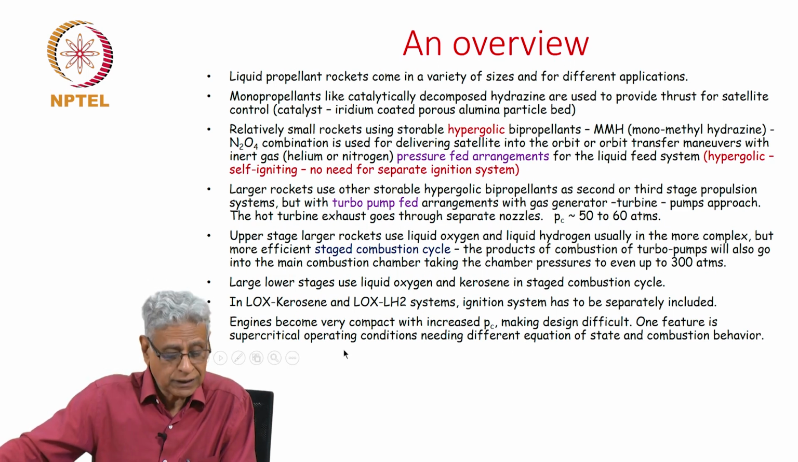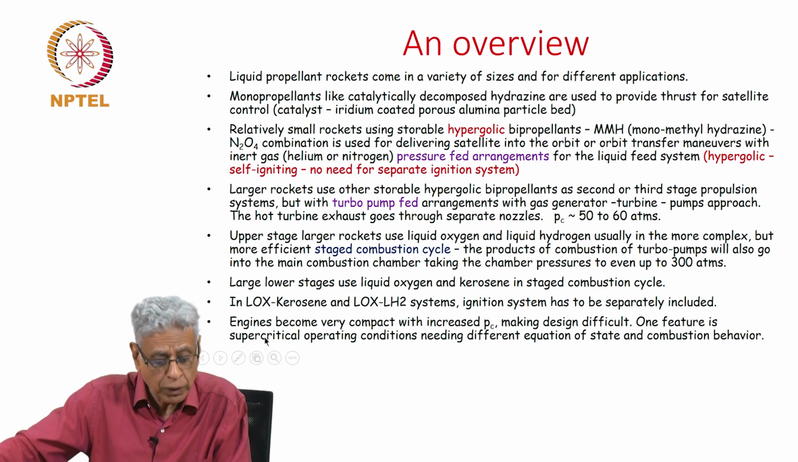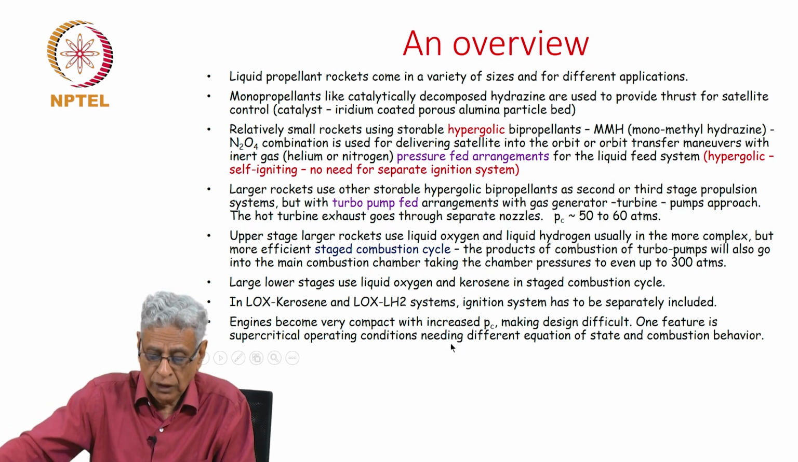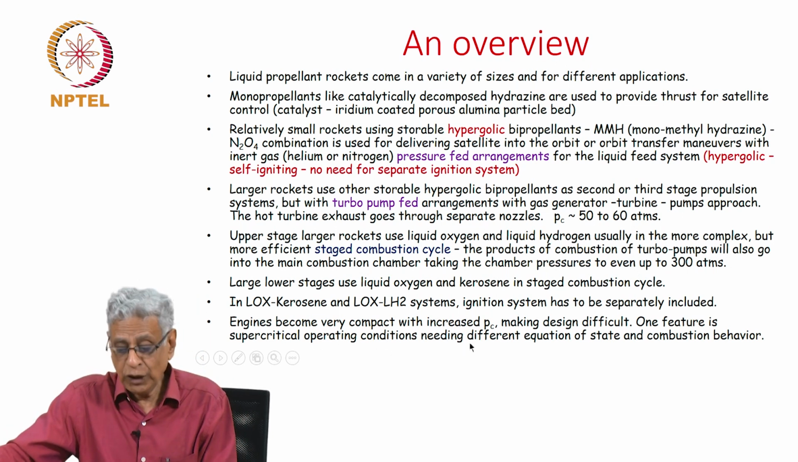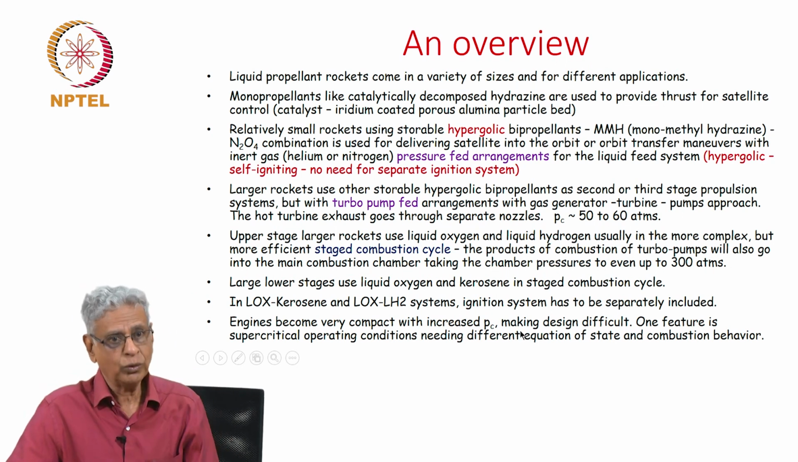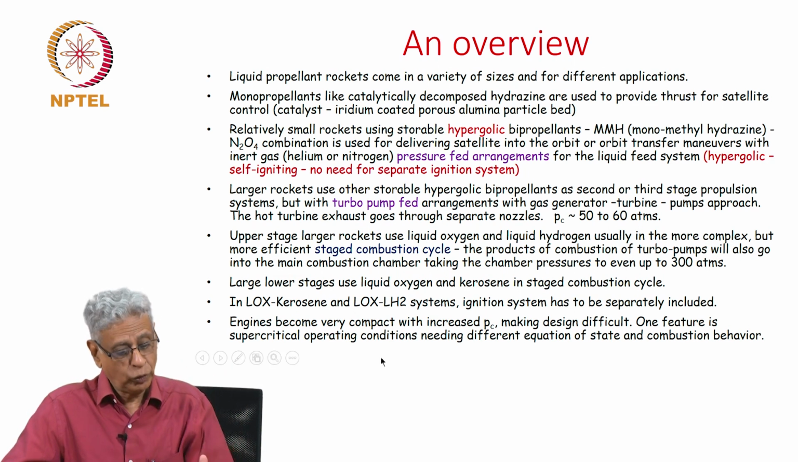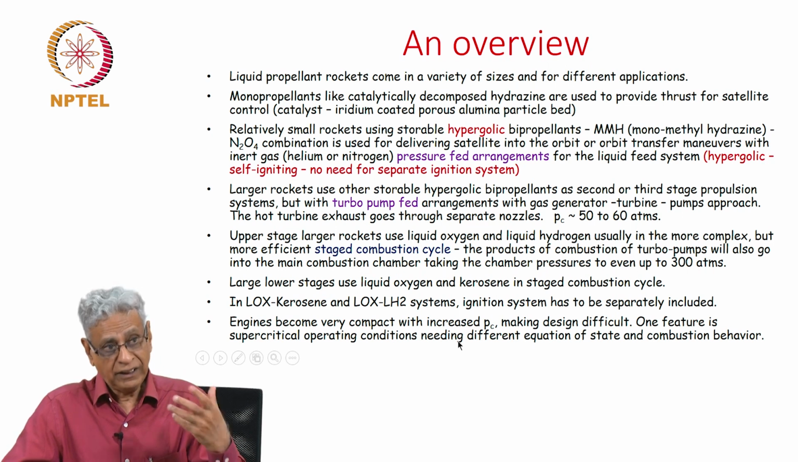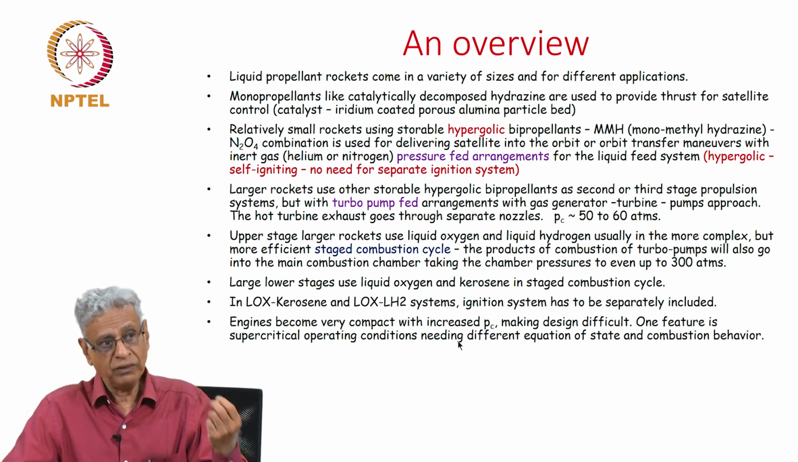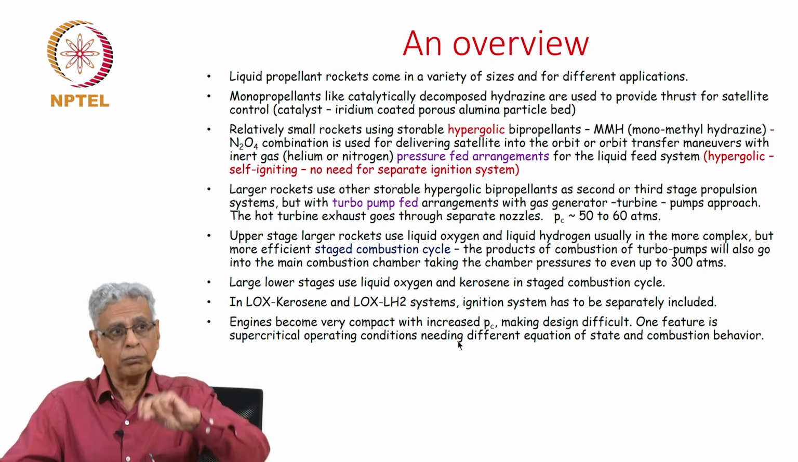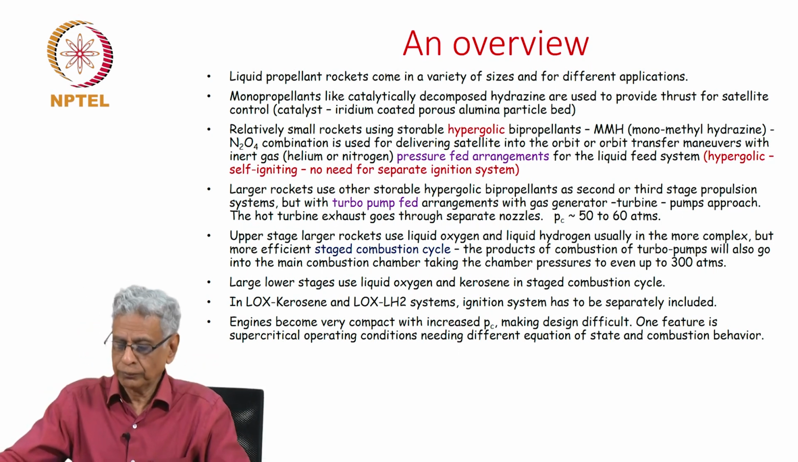One of the features in terms of combustion is that there is a supercritical operating condition, and in fact, it needs a different equation of state. The ideal equation of state is good at conditions where temperatures are high and pressures not too high. As pressures become higher, including supercritical conditions, the equation of state and the vapor will become very different, and the gas will be different, and this has to be treated in the design process or the analysis process.